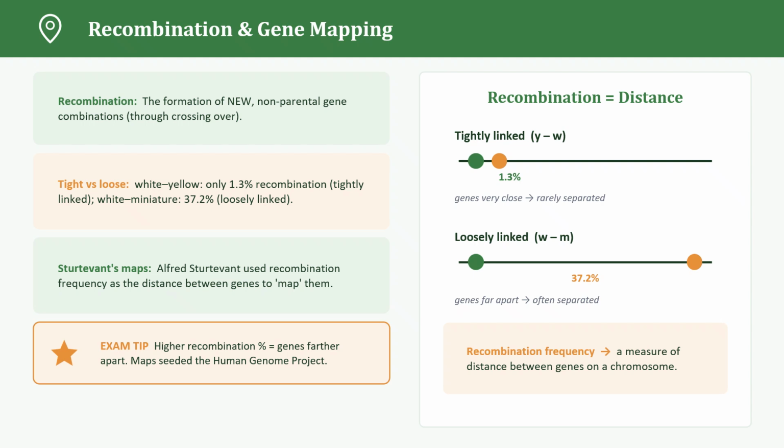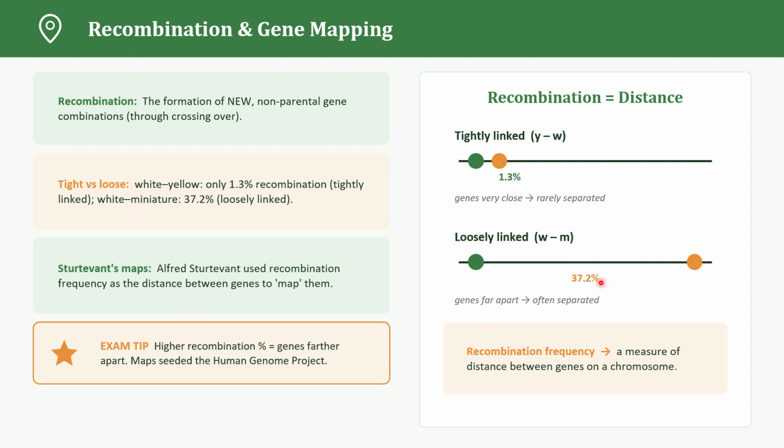This happens during the meiosis process, and because of this, new combinations of genes called recombinants are produced. Morgan found that white and yellow genes produced 1.3% recombination, and white and miniature produced 37.2% recombination. So a small recombination frequency means genes are very close, and a large recombination frequency means genes are farther apart.